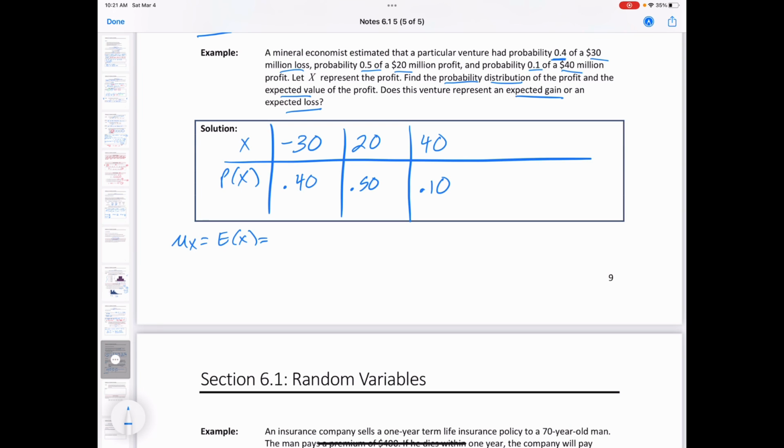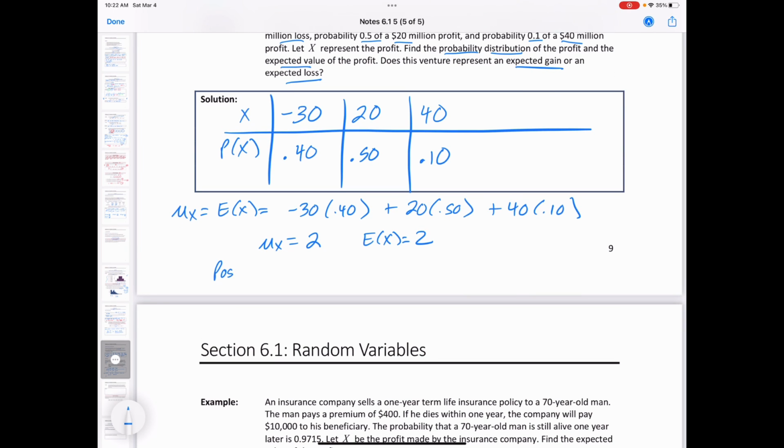And I'm going to do the same thing. I'm going to take X times P of X plus X times P of X plus X times P of X. When you type this, I would type it on your calculator just like that with the parentheses. Pause the video and type it. And once you type it, you should get mu of X equals 2, okay? Or E of X equals 2. You don't have to use both notations. Where it's positive, it's an expected gain. And then it's an expected gain of 2 million.